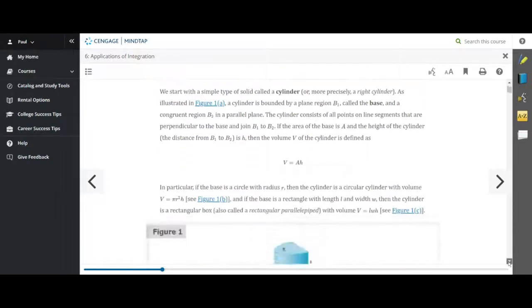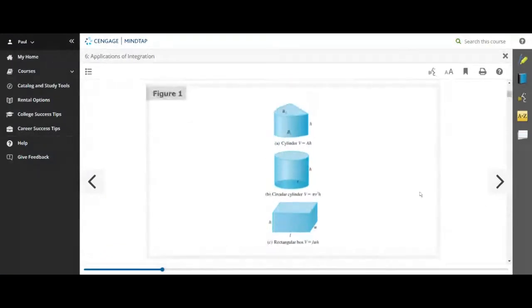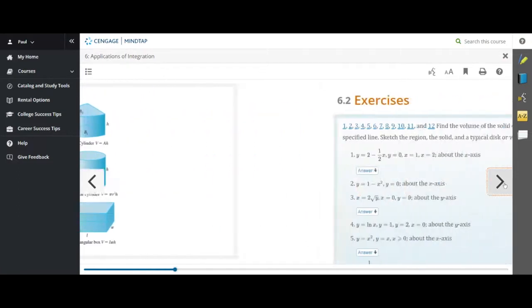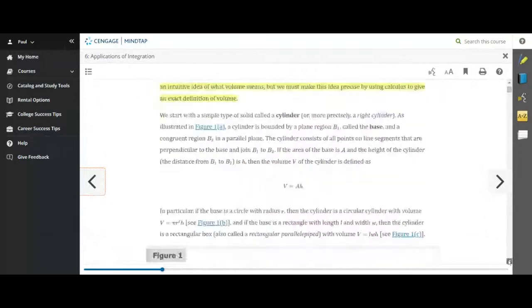Again, here are some of the standard solids you already know how to find volumes for, and there are the formulas. Hold on, I don't want to go to exercises. Let me keep going down here.